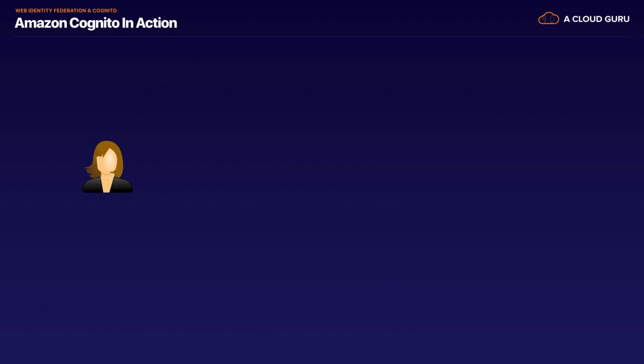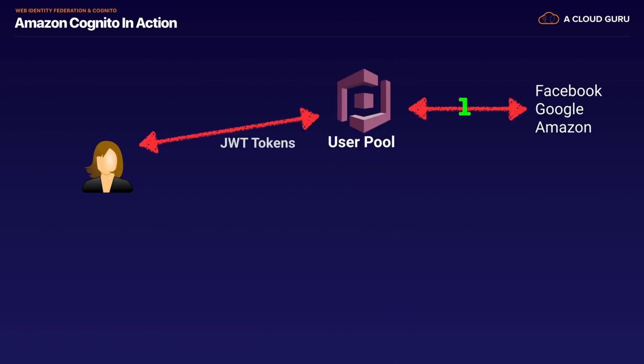So we've got our user, and she wants to connect into our website. Essentially what she is going to do is log in using her Facebook account. Once Facebook has authenticated her account as being genuine, so her username and password are correct, it's going to pass back an authentication token to Cognito. Cognito is then going to convert that to a JWT token.